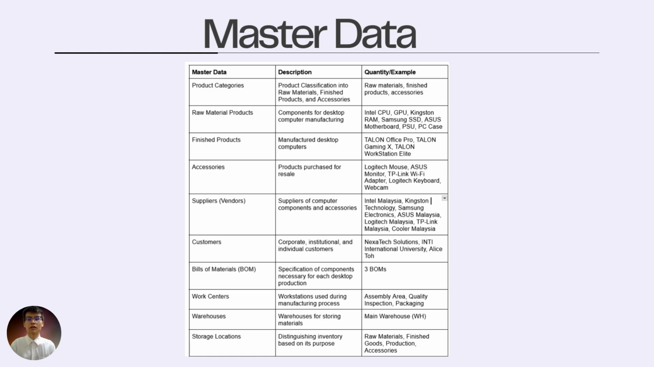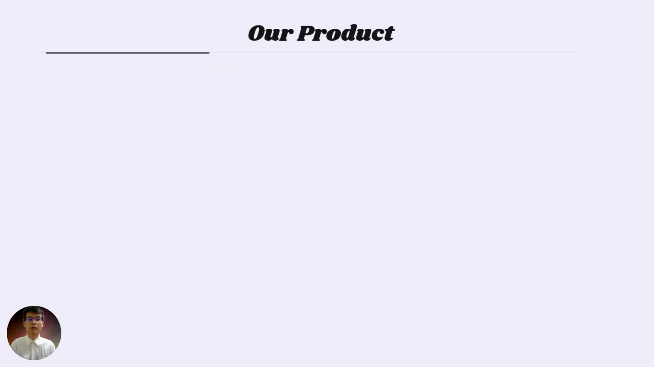This includes creating product categories, vendors, customers, raw materials, finished products, accessories, work centers, and bill of materials. Master data serves as the foundation of the ERP system because all purchasing, manufacturing, inventory, and sales transactions depend on the predefined records. Proper master data ensures that every business process is accurate and well integrated.